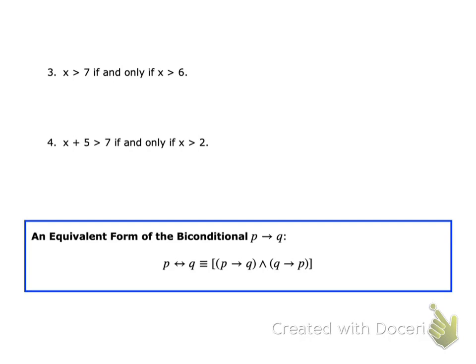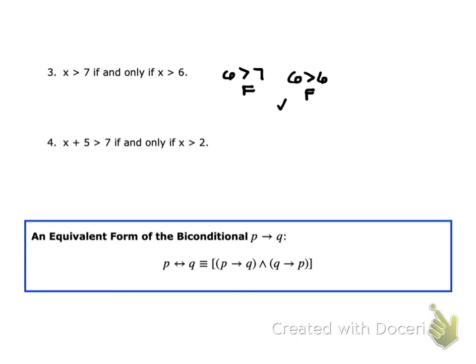Okay, so let's look at the third example. If x is greater than 7, if and only if x is greater than 6. Let's just go right to contradiction. Can you think of any contradiction? 6? So 6 is greater than 7, true or false? 6 is greater than 6, true or false? False. Okay, so that matches.